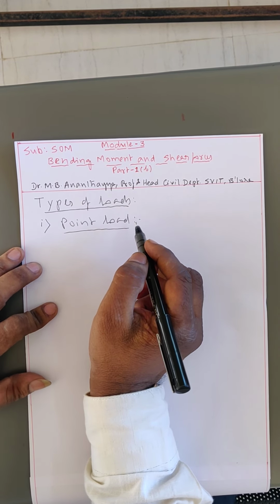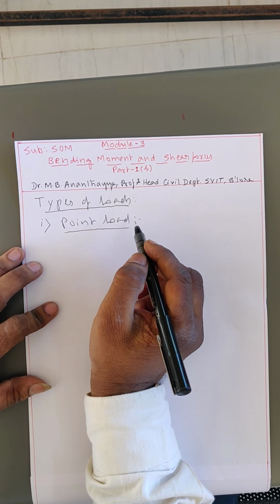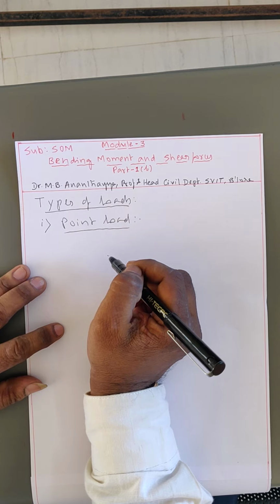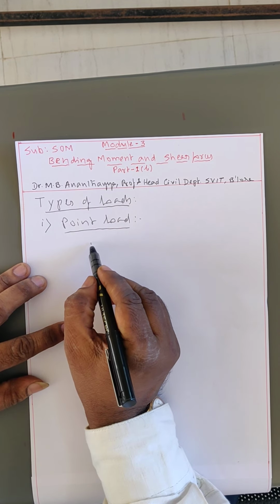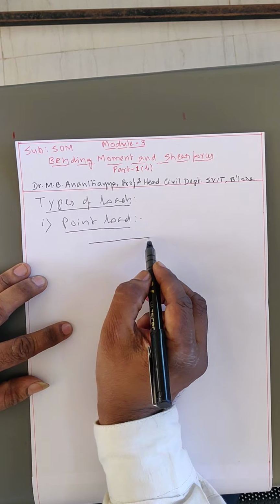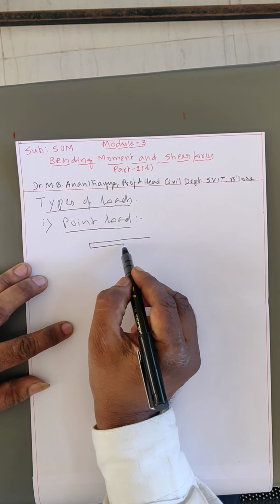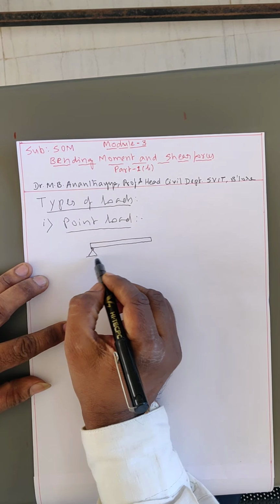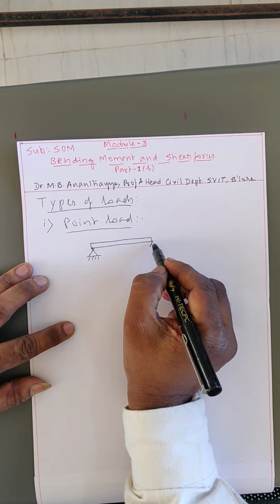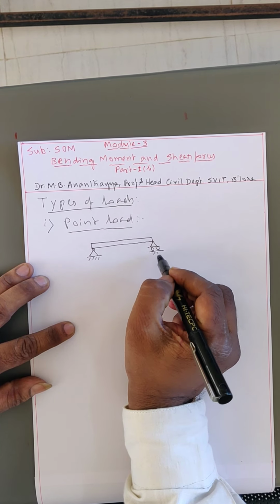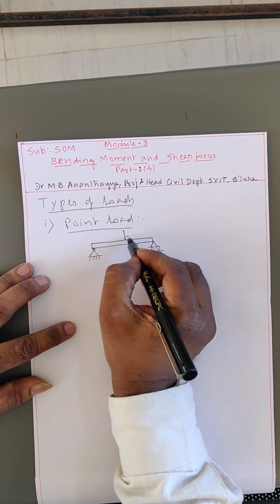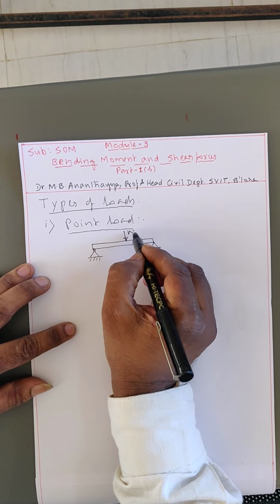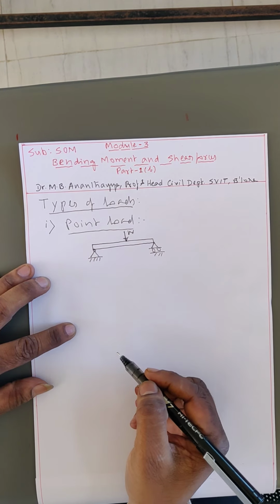The point load is one which is considered to act at a point, as shown in the figure. I will draw the figure. The point load is also called a concentrated load. This is the beam. One end support is a hinge support, another end support is a roller support. Here one load I am applying with a knife edge, also called an arrowhead. The load will be represented by W.